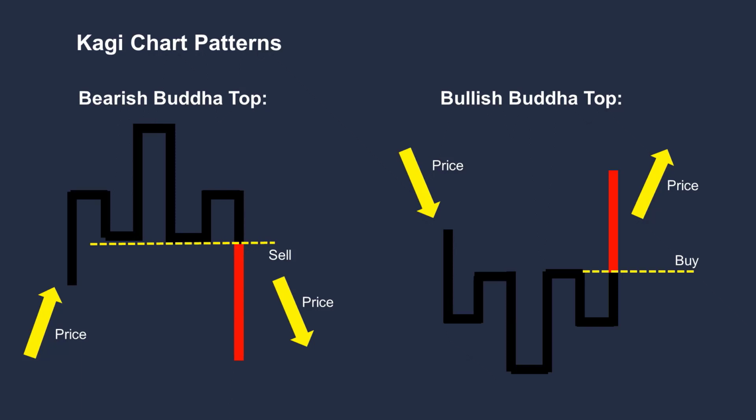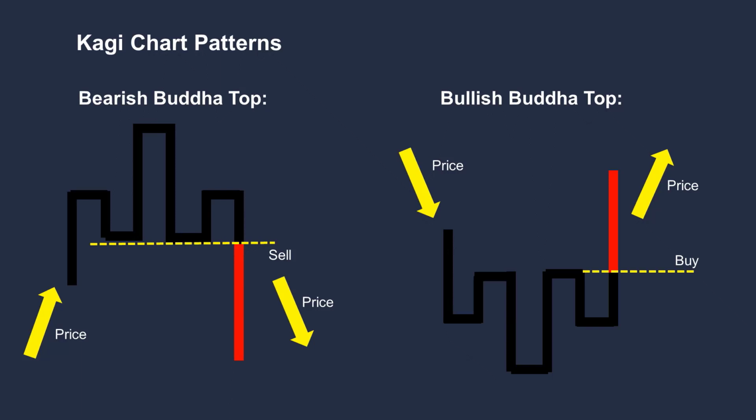And on the right hand side, the Buddha bottom, what does that mean? Well, the price has been trending downwards. It creates a base at the bottom. Again, we've got these two shoulders on the left and right and the head in the middle, and then it breaks back up through the waistline there and it creates a buy, and the price continues on upwards. So that is the simple pattern of bearish and bullish Buddha.